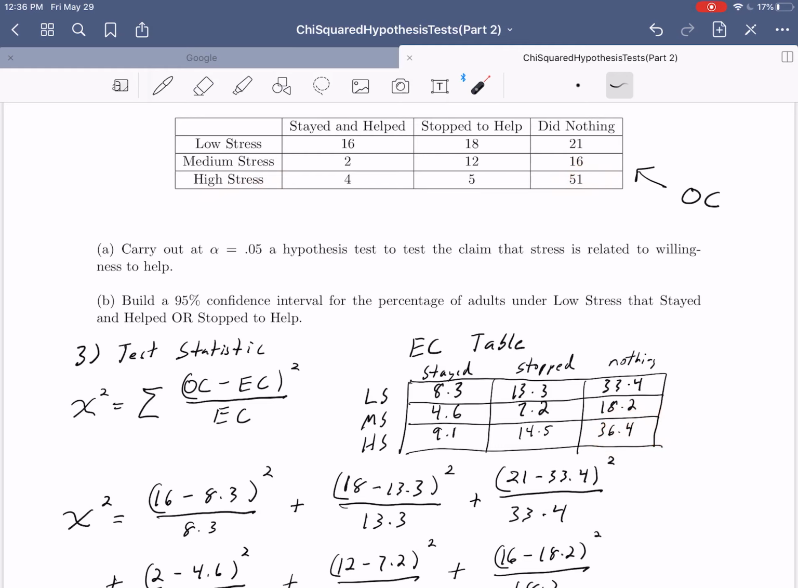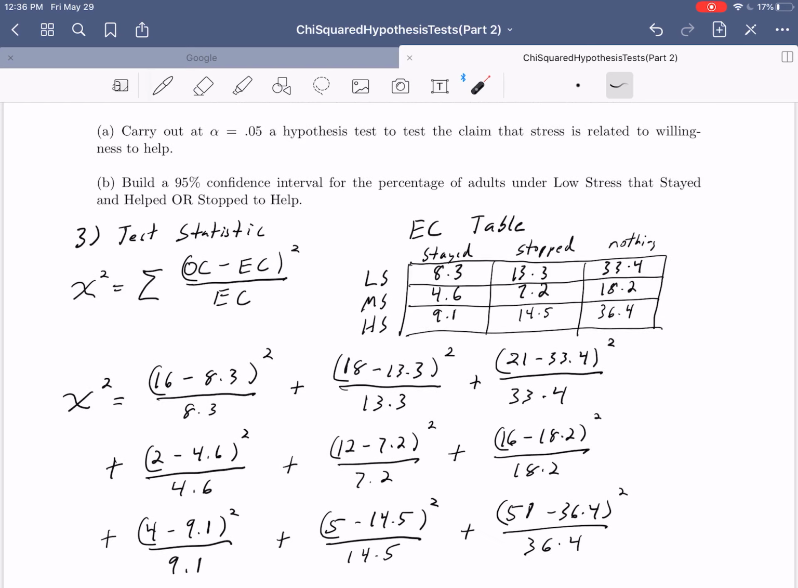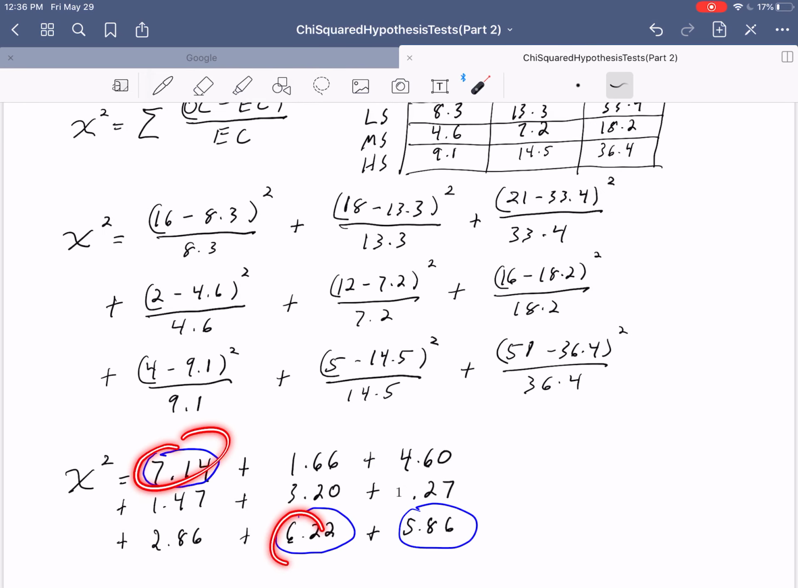So that would maybe tell us that it looks like, as we would probably expect, if there is a relationship, the low-stress individuals were more willing to stay and help, whereas high-stress individuals seemed unwilling to stop and help, and also more willing to do nothing, right? Which is probably what we would have anticipated. But again, seeing these larger values tell us where that relationship might be coming from.